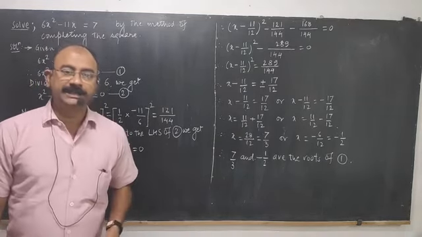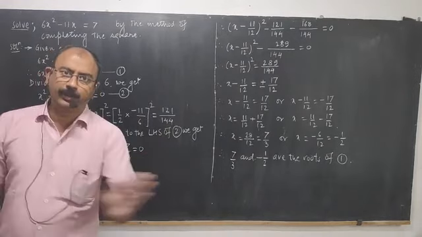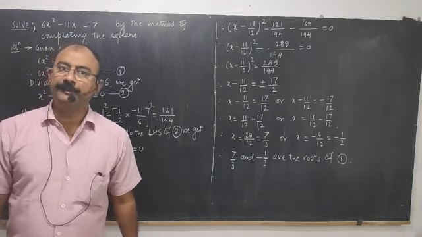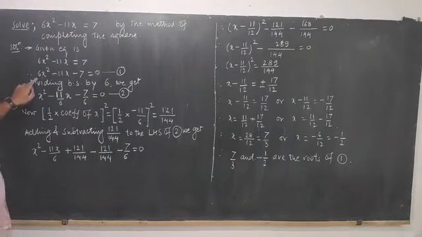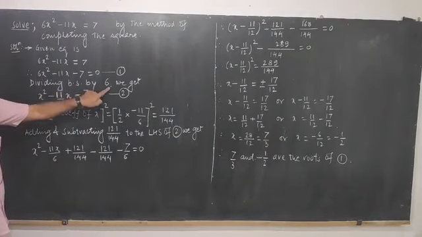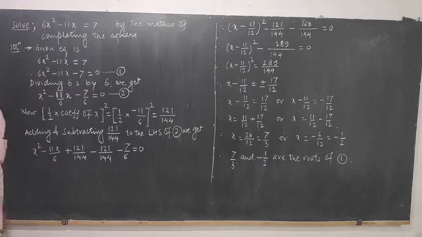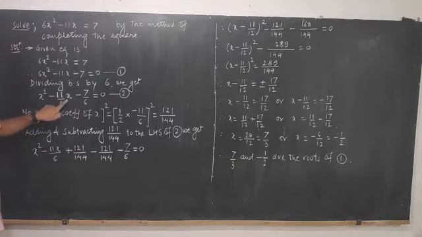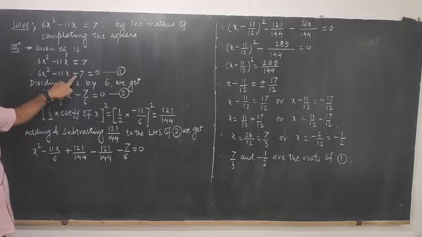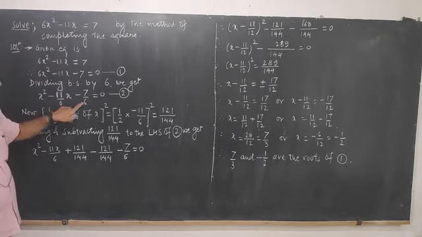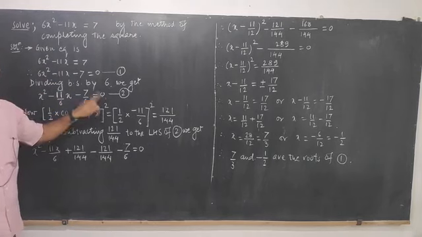Step number 2 is divide the full equation by the coefficient of square term. So here the coefficient of square term is 6. Therefore we are dividing both sides by 6. If you divide all the terms by 6, what do we get? First term divided by 6, 6 will cancel, you will get x square. Second term divided by 6, you will get minus 11 by 6 x. Third term divided by 6, minus 7 by 6 equal to 0.